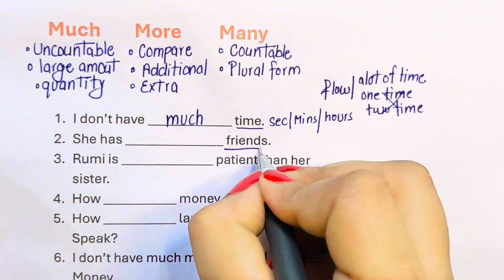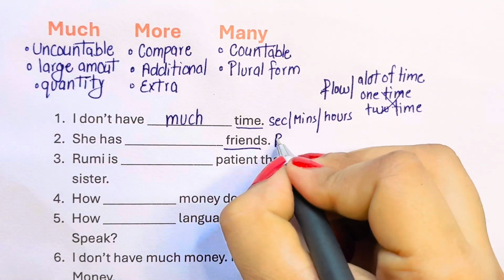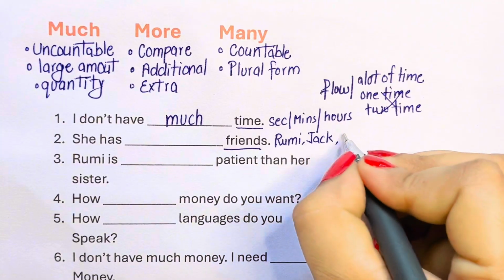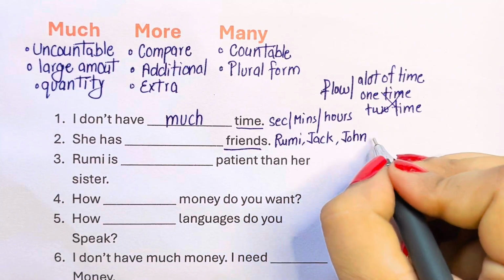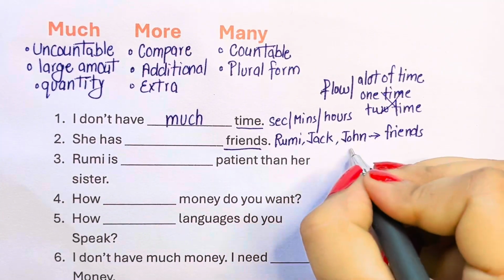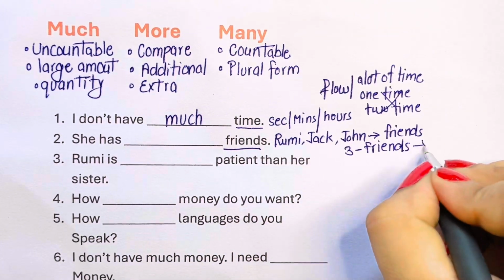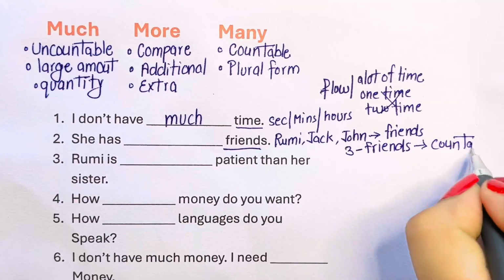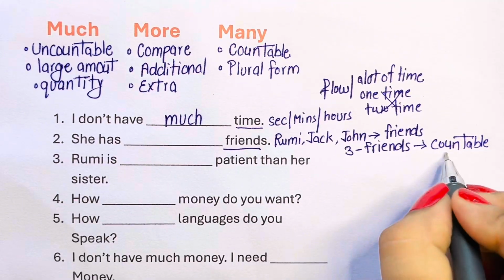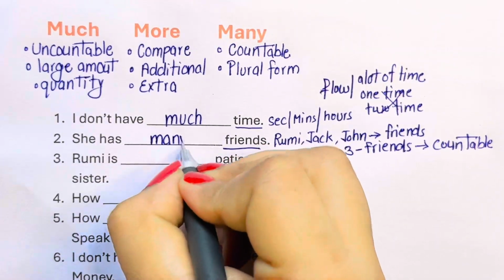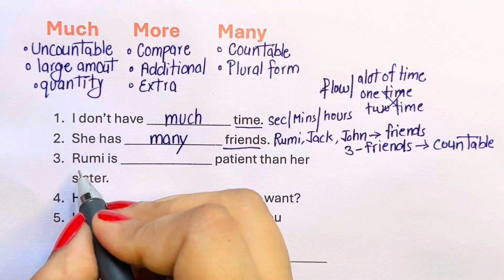Number 2. She has blank friends. Rumi, Jack, John. They are friends. John, Rumi and Jack, 3 people. So friends is the plural form of friend. So friends are countable. So for countable we use many. She has many friends.